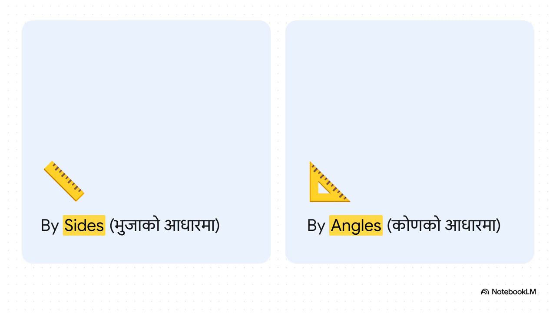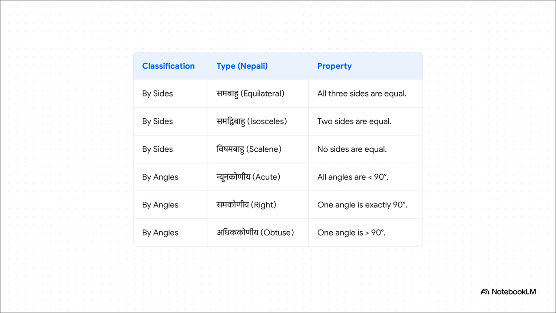But here's where it gets really cool. Not all triangles are the same. What's fascinating is that we can sort them or classify them in 2 completely different ways. One method is based on the length of their sides, and the other is based on the size of their angles. Okay, let's break this down.